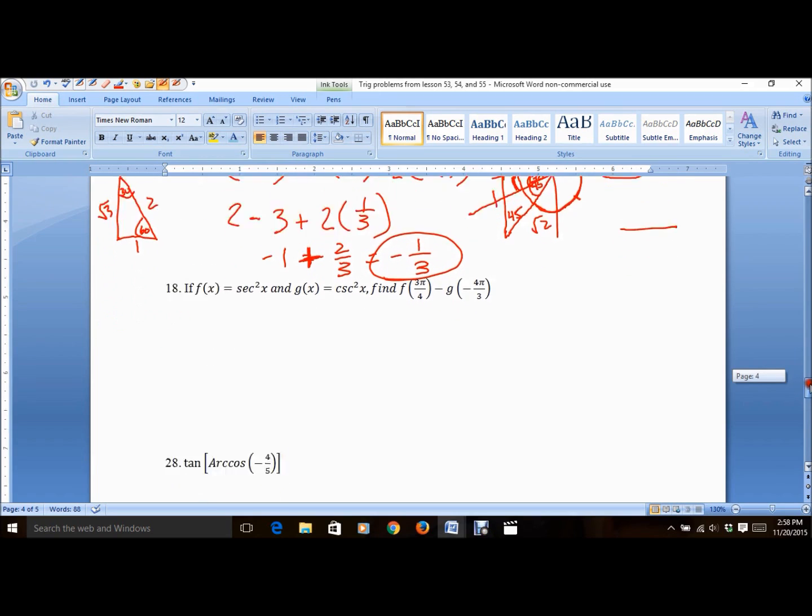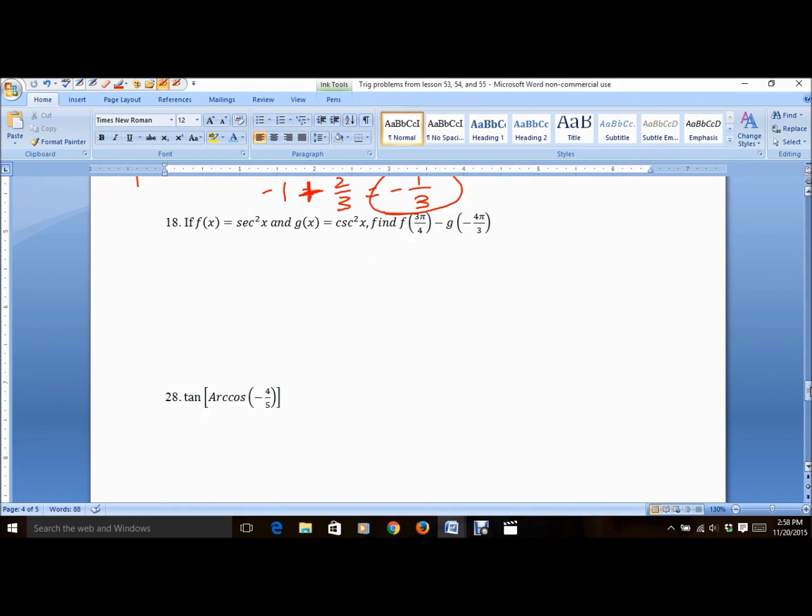All right, number 18, again, we're evaluating some trig functions. So we are saying that f of x is secant squared x and g of x is cosecant squared x. We're going to find f of 3 pi over 4. So f of 3 pi over 4, you just plug in for x, whatever's in these parentheses. So secant squared 3 pi over 4. And then we are going to subtract g at negative 4 pi over 3.